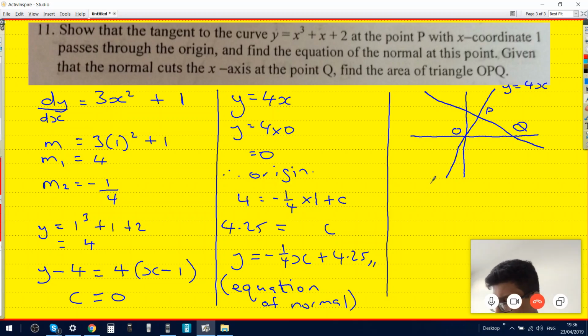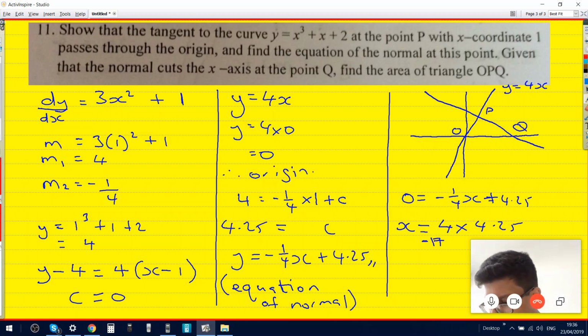And then you just have to substitute 0 for x. No, 0 for y. 0 for y. Correct. So 0 is minus a quarter x plus 4.25. And then you can just solve it like that. So you've got a quarter x equals 4.25. So x equals just 4 times 4.25, giving us 17. We've got 17, 0.